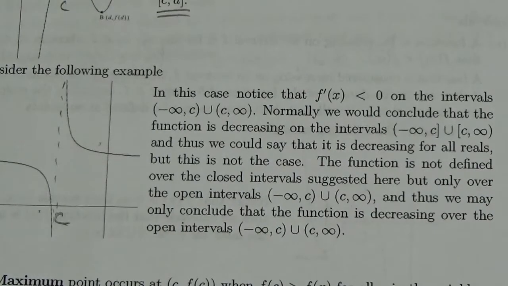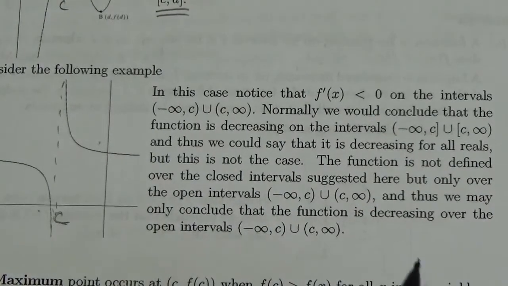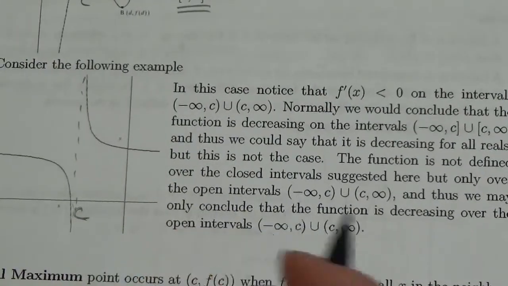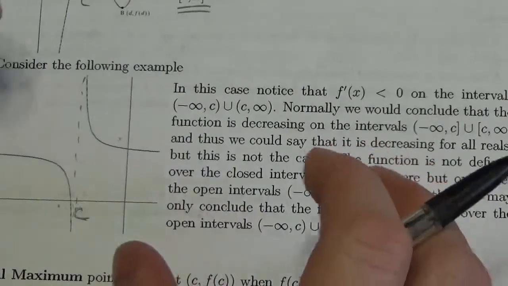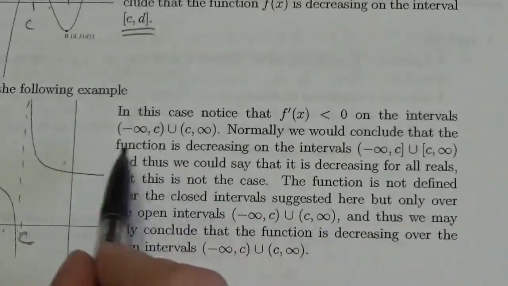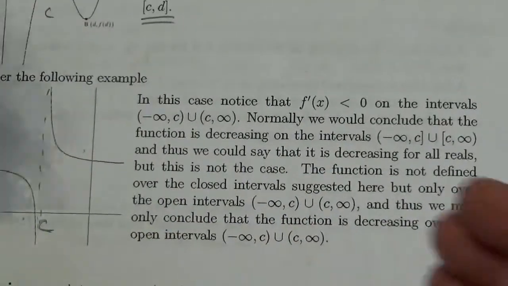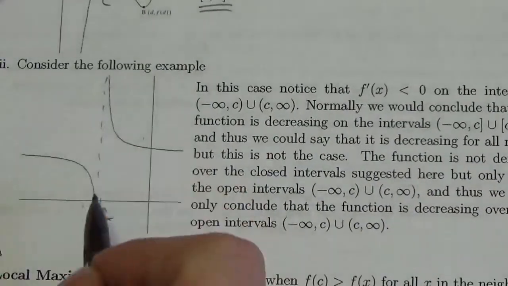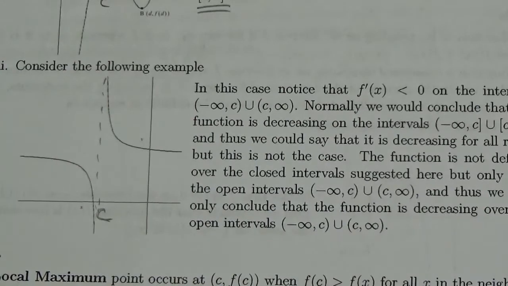There's a name for this. We're going to start talking about critical numbers here in a bit. The problem is it's not defined over the closed interval here. This function is only defined on these open intervals, and so you can't include that value c there. That's just because there is an asymptote there. So you have to be aware of that.